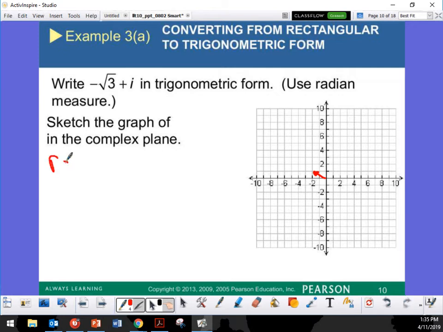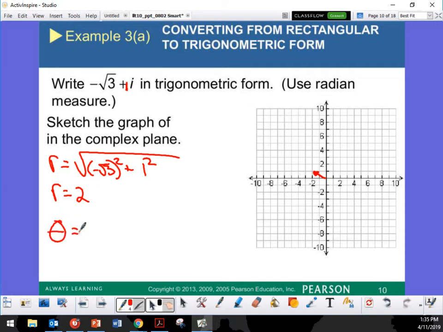So r is equal to the square root of a squared plus b squared. So what is it? Negative radical 3 squared plus i squared. But I said not to put the i. What do I put? Just 1, right? I want the number in front, which is a 1. The i just says it's going to go in the up and down direction. 1 squared. So that's going to be 3 plus 1 is 4. Square root of 4 is 2. R is 2.